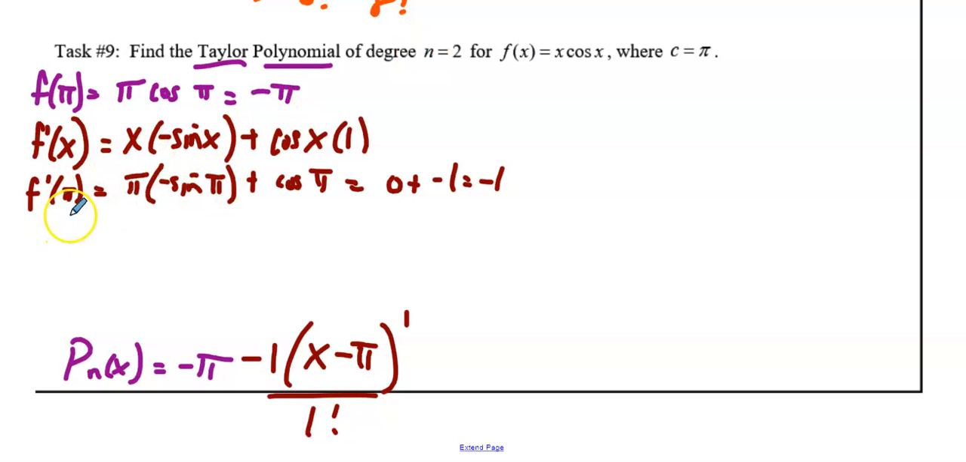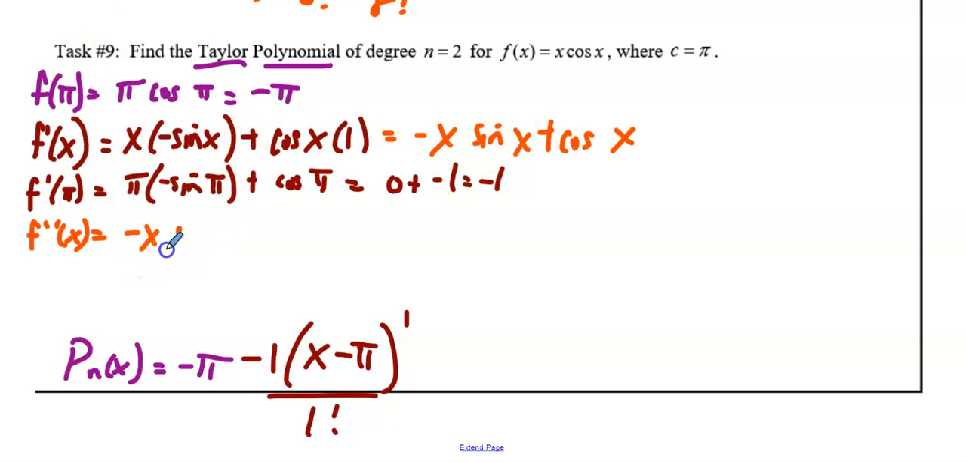And then we have to take the second derivative. And so really quickly, I'm going to rewrite this as negative x sine x plus cosine of x. So we have to use the product rule again here. And so it's going to be negative x times the derivative of sine of x, which is going to be cosine of x, plus sine x times the derivative of negative x, which is negative 1, plus the derivative of cosine, which is going to be negative sine x.